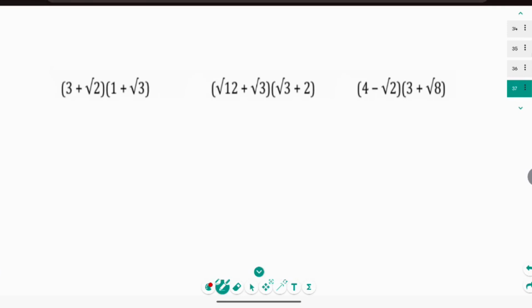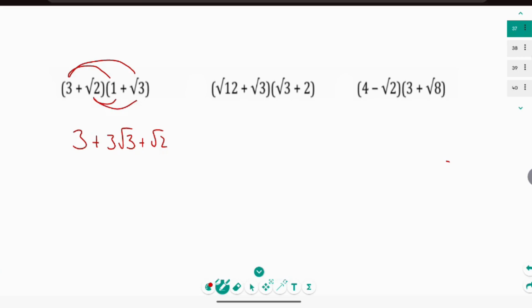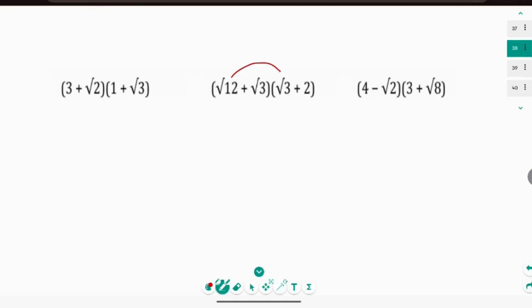Okay, have a go at these 3. Put me on pause and press play when you're finished. 3 times 1, 3. 3 times root 3, 3 root 3. Root 2 times 1, root 2. Root 2 times root 3, root 6. Cannot simplify that. Cannot collect any like terms. That is your answer. Middle question.